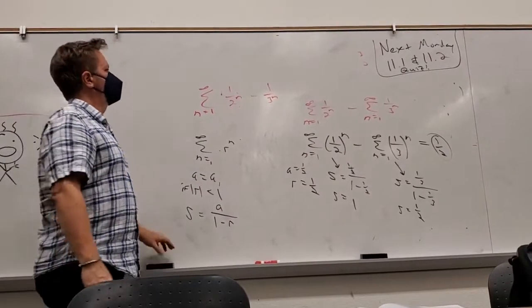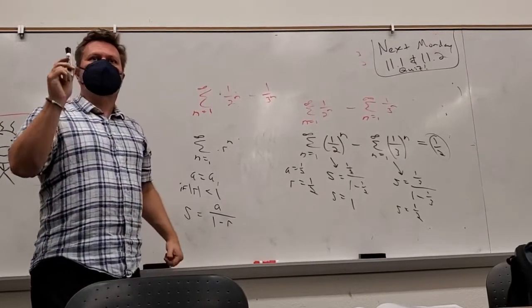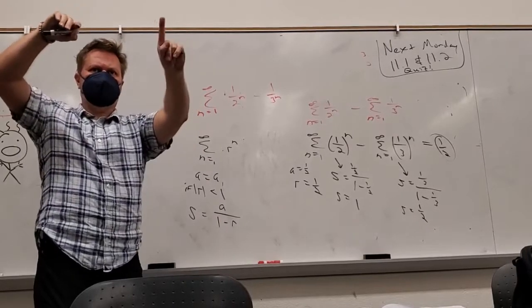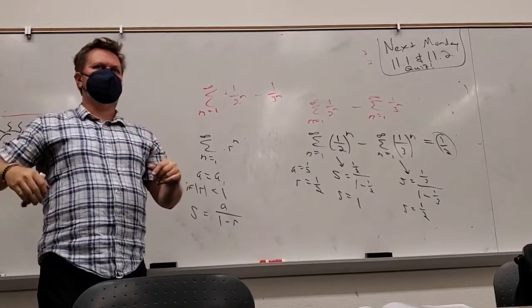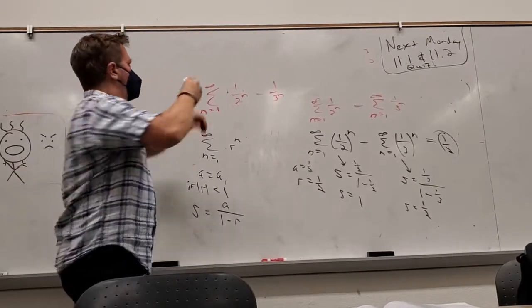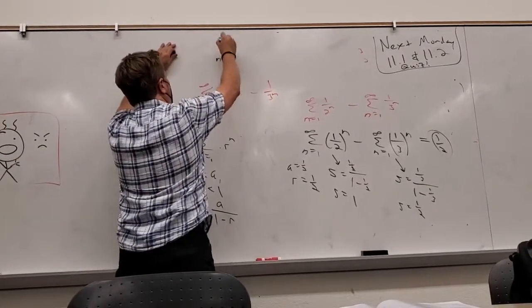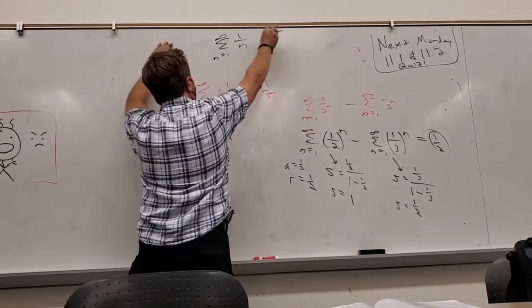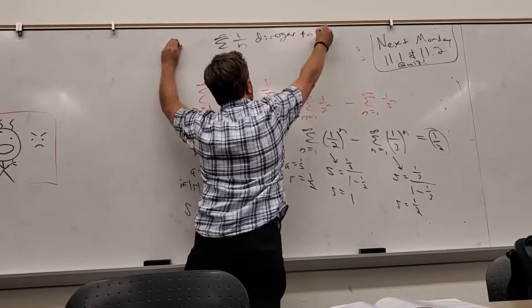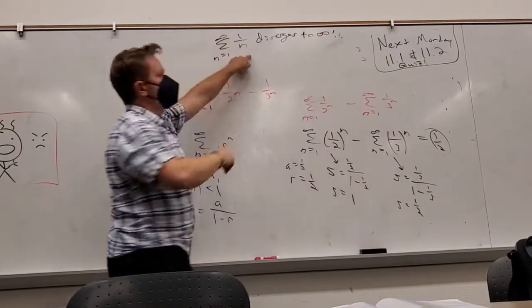Could we have done that on the last problem, the telescoping one? No, because it's not geometric. The series was harmonic, because the bottom was to a first power. So one fact we know, just in case you missed this earlier, is that the sum of this diverges to infinity. That is a known fact.